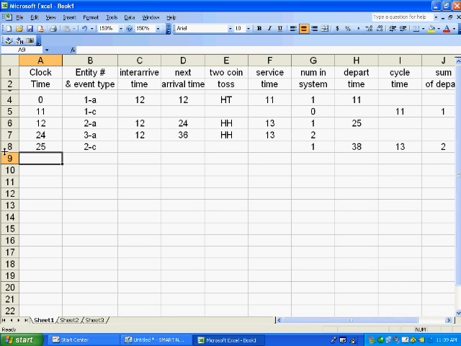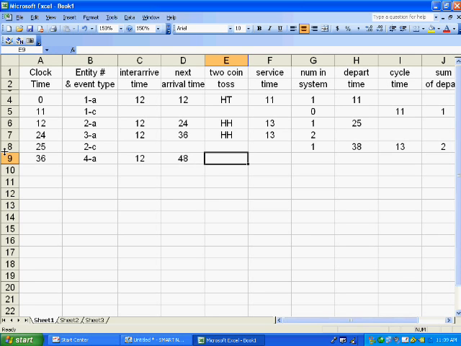Where do we move our clock time to? To 36. And this is a new entity. This is 4. An arrival, you always calculate the inter-arrival time. I'm running out of time. I guess we'll complete this on Friday. I could probably complete this one row. Next arrival is 48.